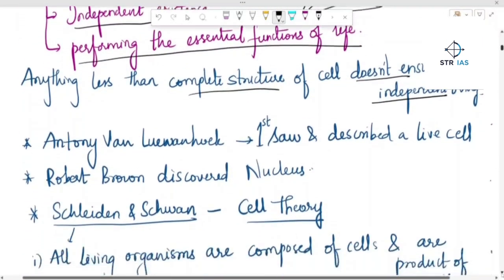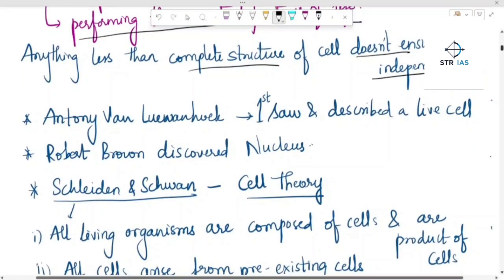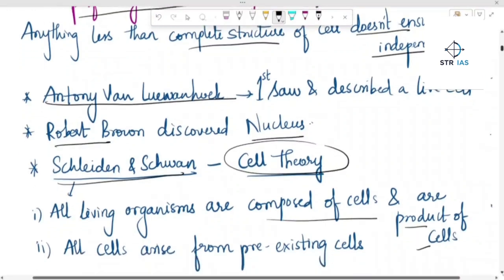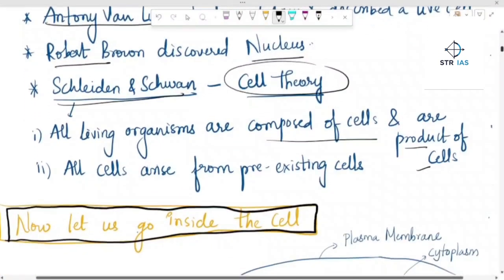The first live cell was discovered by Antonie van Leeuwenhoek, and Robert Brown is the person who discovered the nucleus. The cell theory was given by Schleiden and Schwann, and they gave two statements. This might be probably important for the prelims examination. All living organisms are composed of cells and are made up of products of cells. And also all cells arise from pre-existing cells.